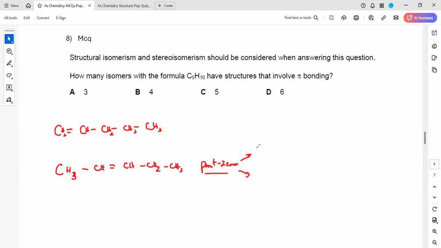This pent-2-ene can have two geometrical isomers, cis and trans. How do we identify it can have a geometrical isomer? Because the carbon which has a double bond has two different groups attached, and the other carbon also has two different groups attached. So how many possible isomers have we mentioned now? We mentioned a total of three of them, because of cis pent-2-ene and trans pent-2-ene.